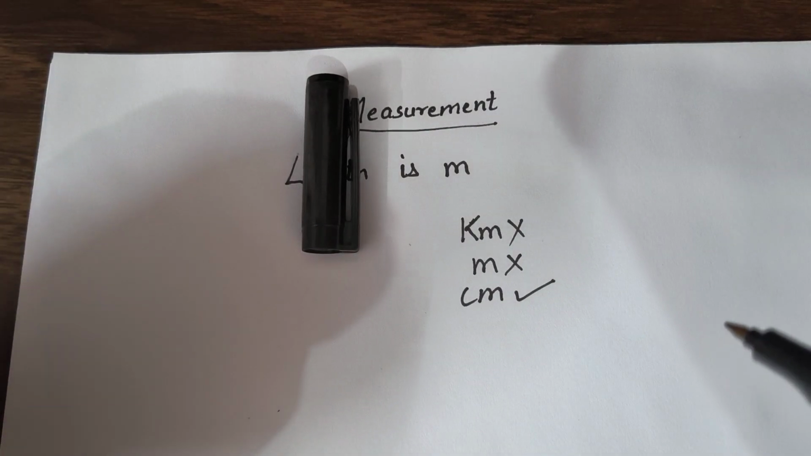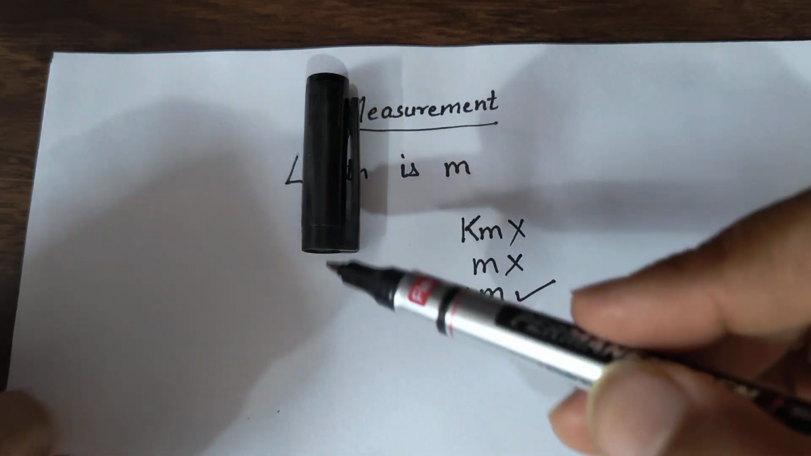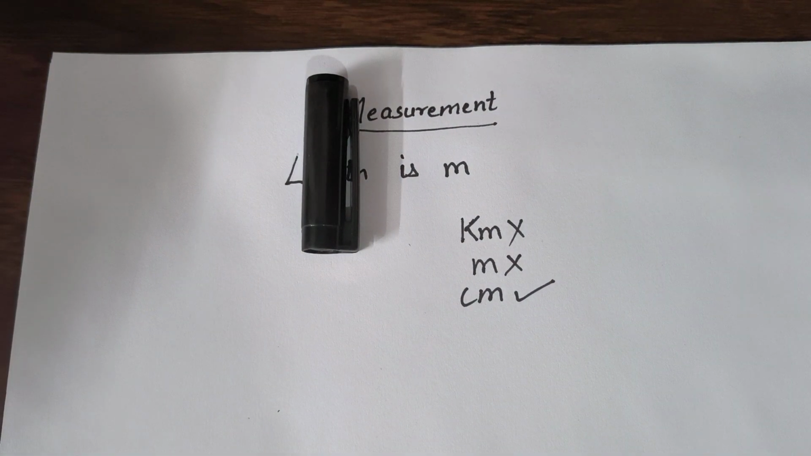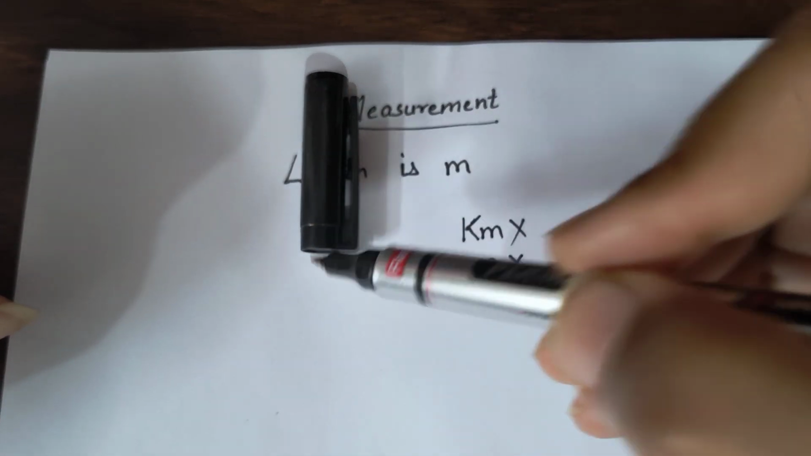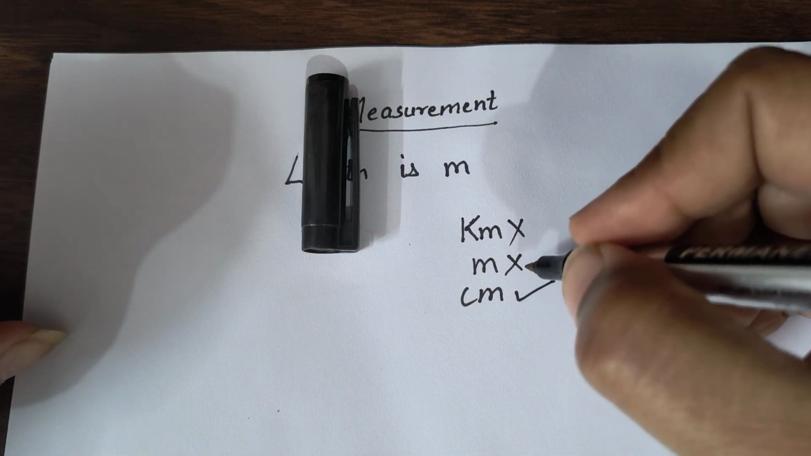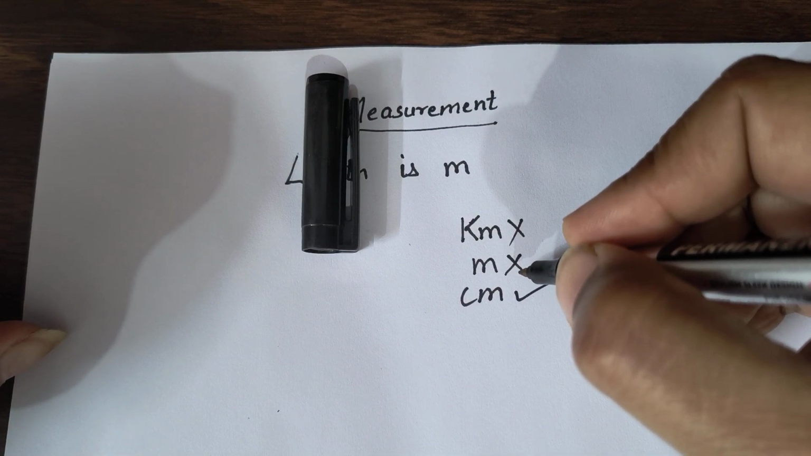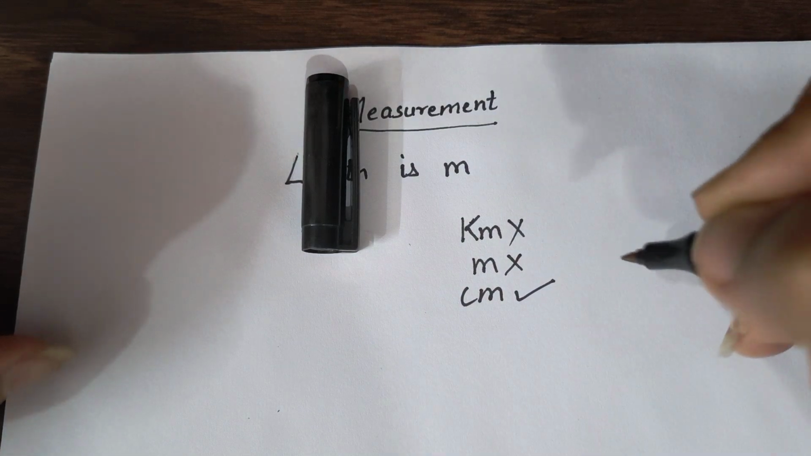Now, if you are buying a cloth, if you say, I want in centimeters, so the shopkeeper will take too long to measure because centimeter is a smaller unit. Meter is bigger than centimeter and kilometer is bigger than meter.